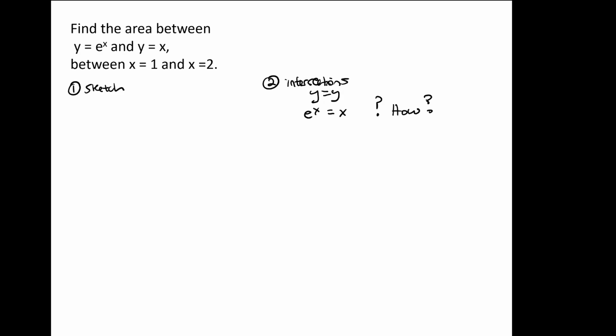So I'm going to make a sketch and see what that means. Now you might be tempted to take the log of both sides. Then you have x equals ln x. Now you're stuck in a different way. There's nothing good you can do here. What does the sketch show?